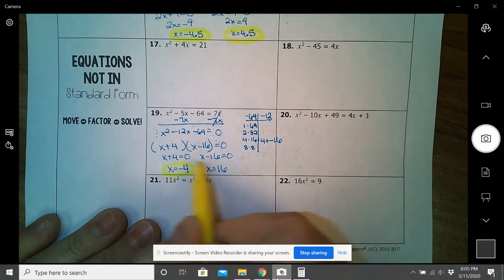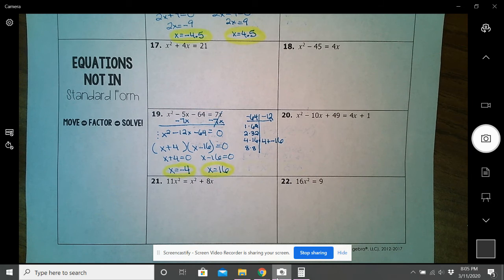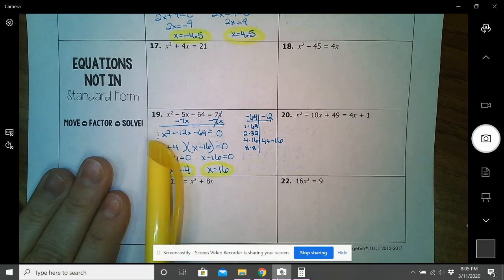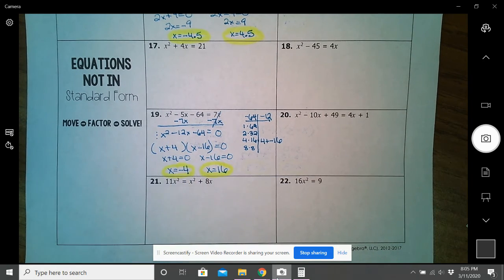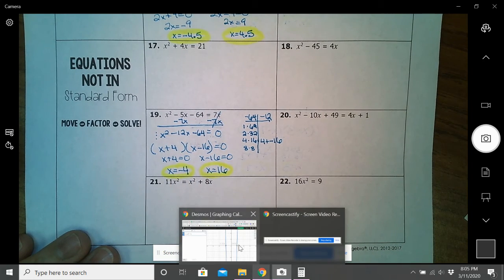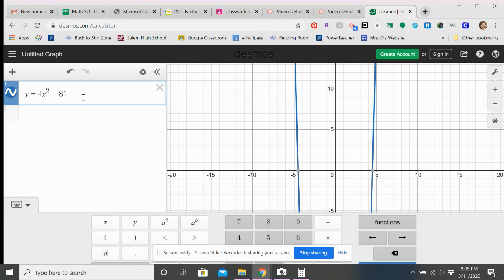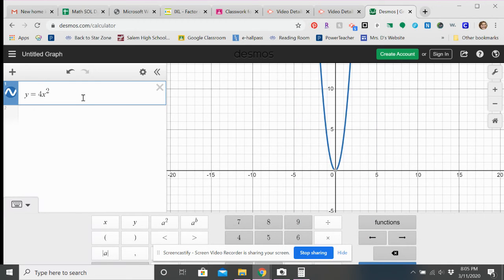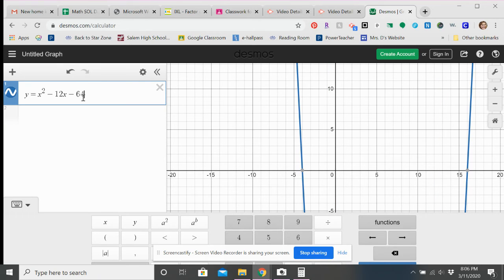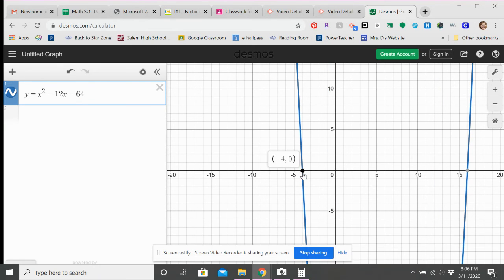And now I am going to take the time to check this in Desmos. I'm going to plug in where it's equal to 0. That's important, where we got it equal to 0. So we have x squared minus 12x minus 64. Checking my x-intercepts, I've got negative 4 and positive 16, which confirms my work.